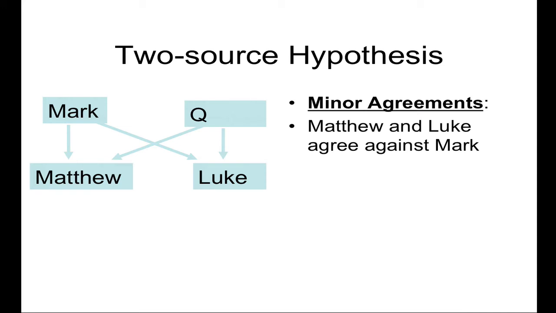The minor agreements, to restate, are Matthew and Luke agreeing against Mark. And the problem is, Matthew and Luke are not supposed to have seen each other. And if they have seen each other, that's the easiest way to account for this, that Matthew used Luke or Luke used Matthew. If they have seen each other, then there is no reason to postulate Q.